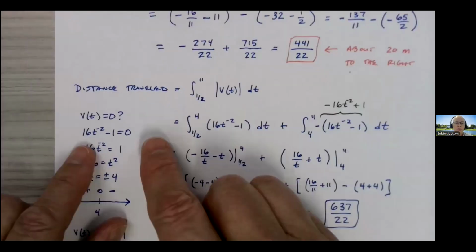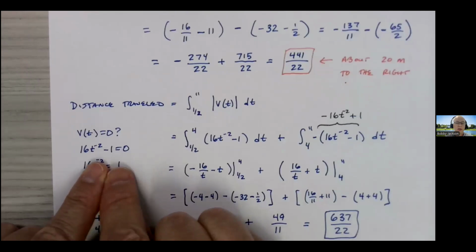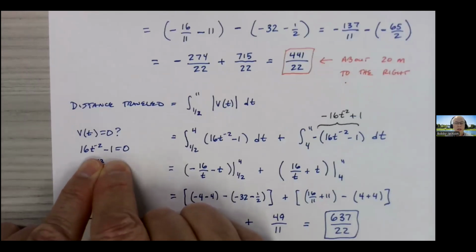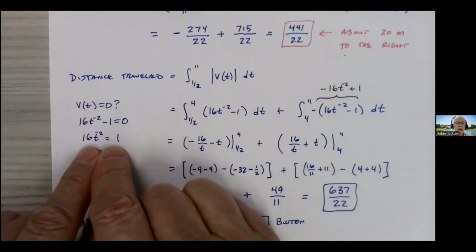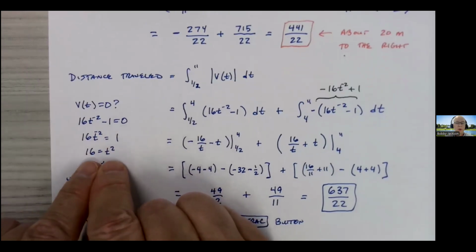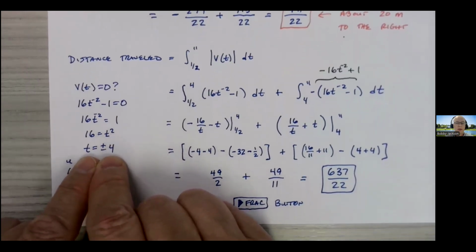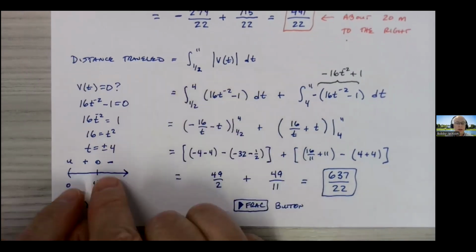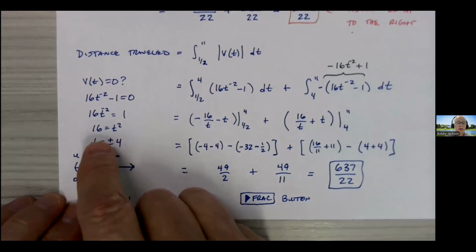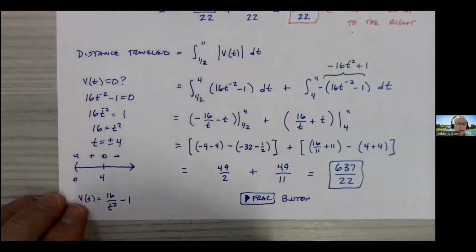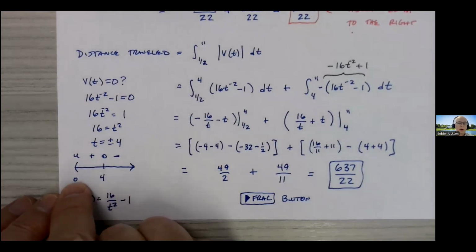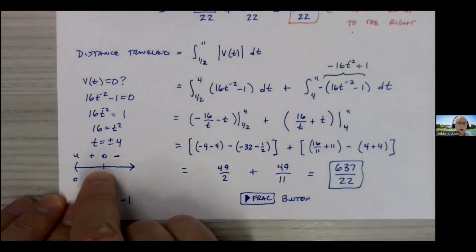So a little analysis. When is our velocity function equal to 0? Well, that's an easy equation to solve. I just add 1 to both sides, multiply both sides by t squared, and then t is plus or minus the root of 16, which is 4. And so I'm only interested from 1/2 to 11, so I'll only look at the positive side. There's a vertical asymptote for our velocity at 0, so let's just look at positive time anyway. It only makes sense. So for everything greater than 0, we know at 4 that it's 0.